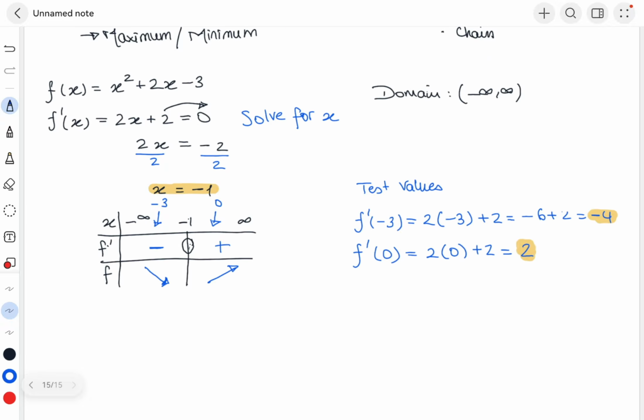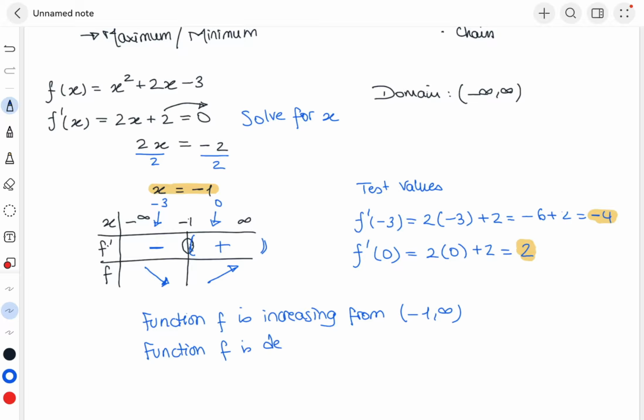And here we can write our function f is increasing from, as you can see, negative 1 all the way to infinity, since it is positive here. And function f is decreasing from negative infinity to negative 1.